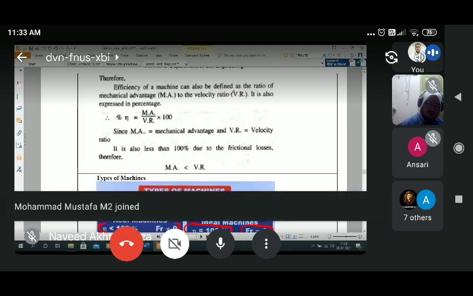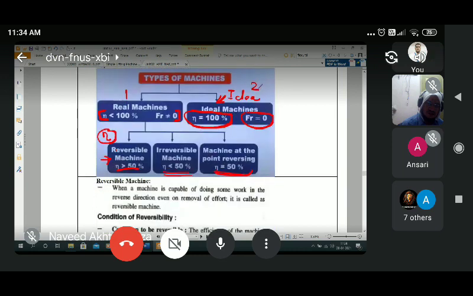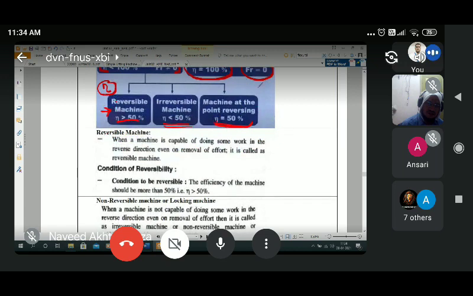So the efficiency is always less than 100% because of friction losses, and based on that there are different types of machines. Now we'll see the reversible machine. When a machine is capable of doing some work in the reverse direction even on removal of effort, it is called a reversible machine.